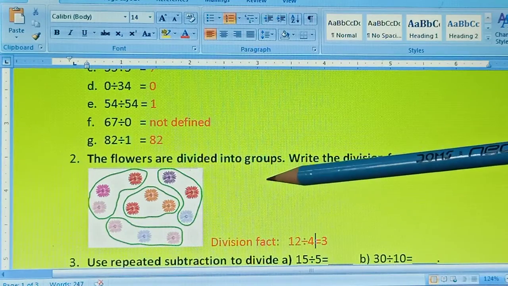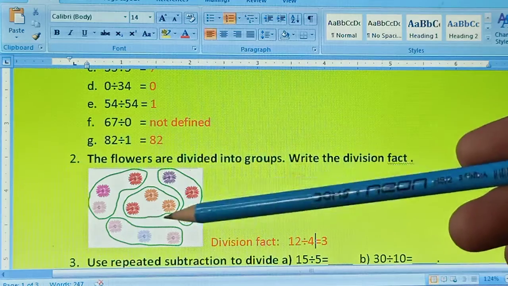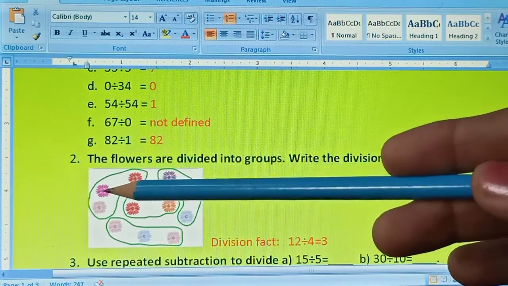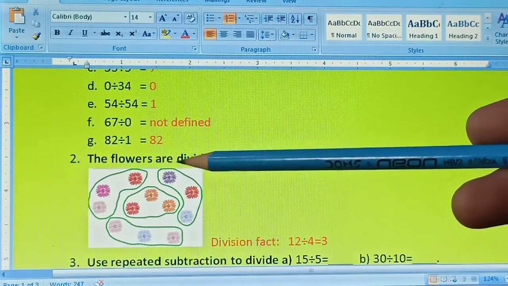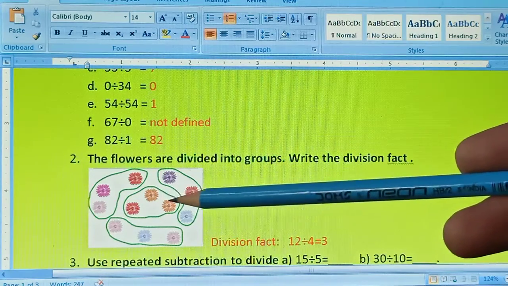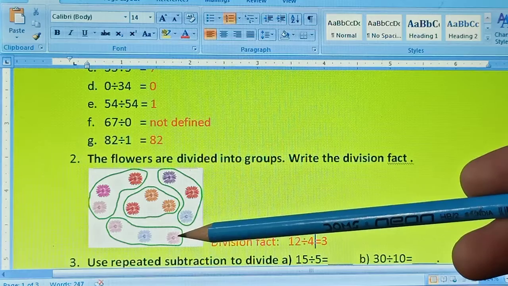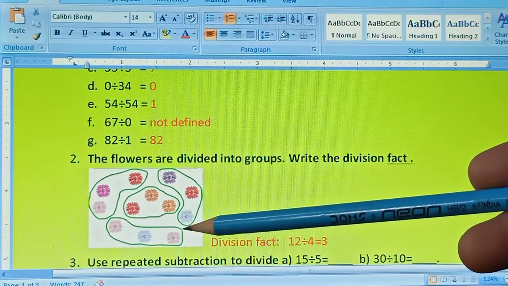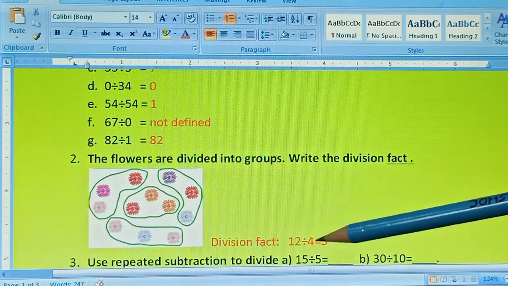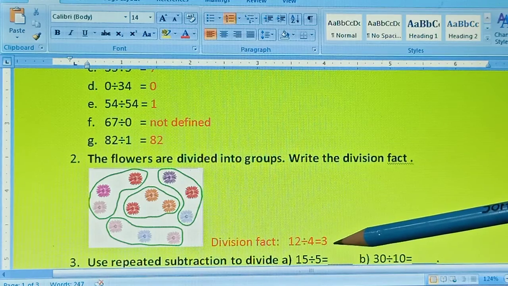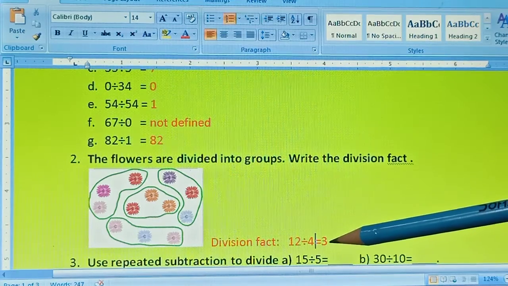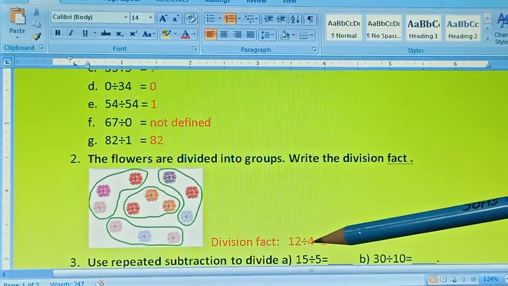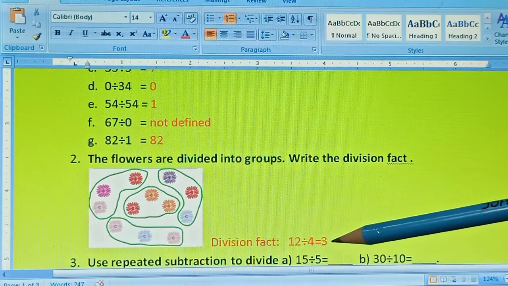You are to write the division fact for this figure. Now let's first count the total number of flowers. 1, 2, 3, 4, 5, 6, 7, 8, 9, 10, 11 and 12. Okay. And they are divided into 4 groups. So the division fact will be 12 divided by 4 equal to 3. Okay. 12 total number of flowers are divided into 4 groups having 3 flowers each.